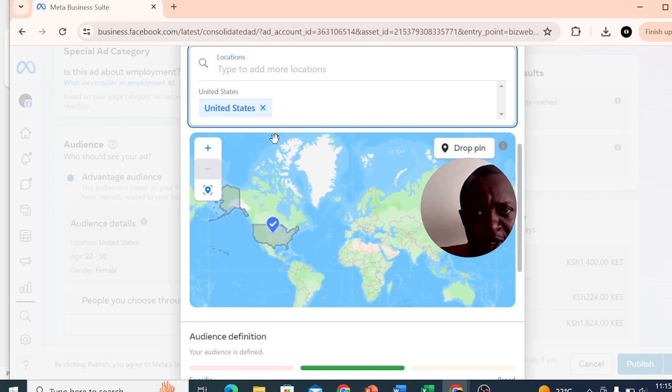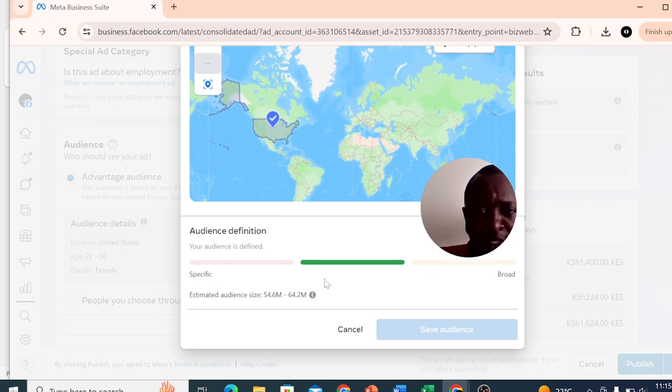So that's the first important thing you should do. Target people who are in developed countries. That is point number one. So you can see once you've identified the United States, the estimated audience size is between 54.6 to 64.2 million. That's a very huge population. People you can target, people who have buying power.